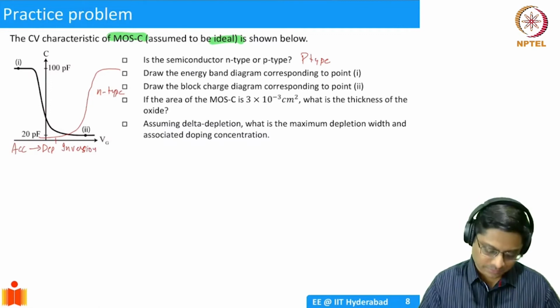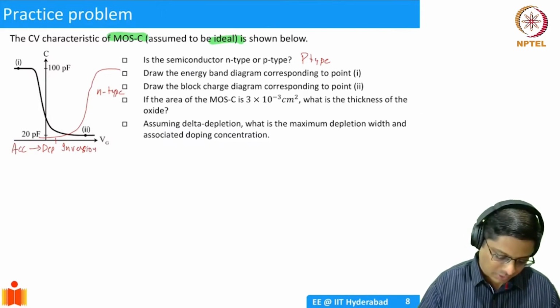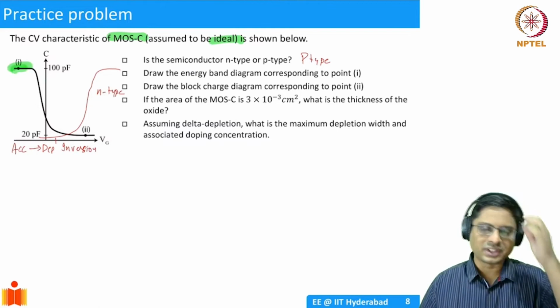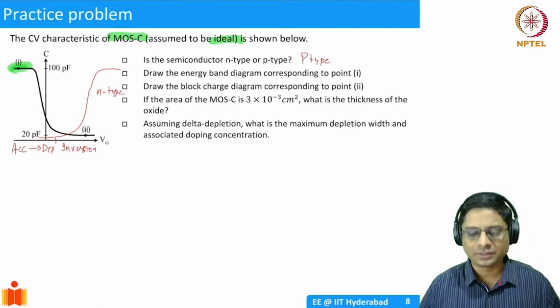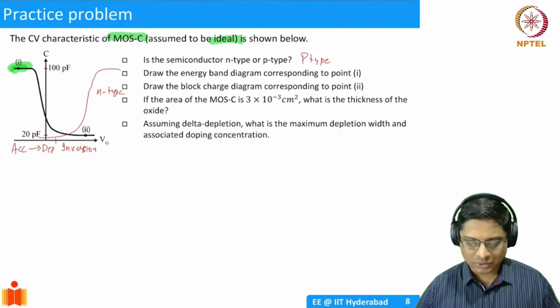All right, good. The next question is, draw the energy band diagram corresponding to point 1. Well, point 1 is here, so clearly it's accumulation. The question is an indirect way of asking you to draw the band diagram for a MOS capacitor in accumulation. Well, how would you draw that?